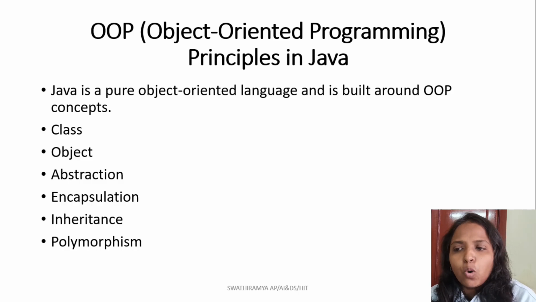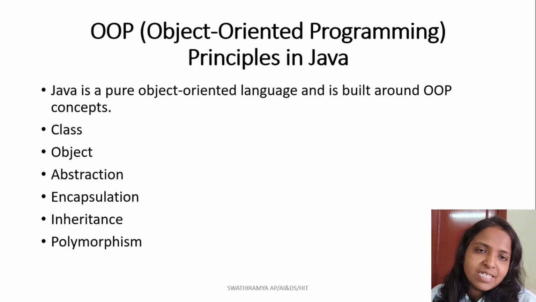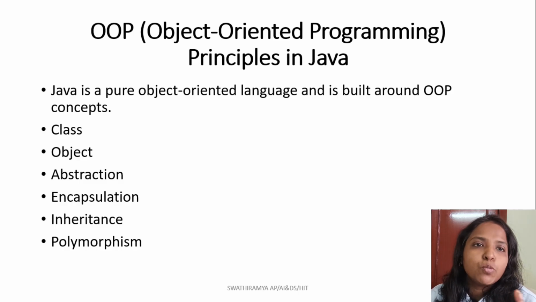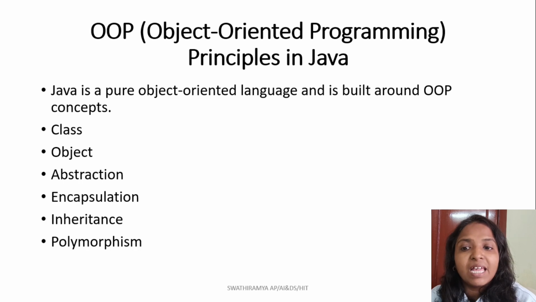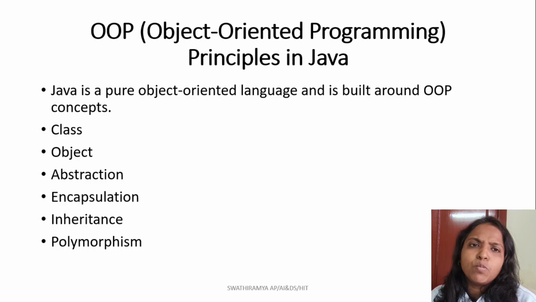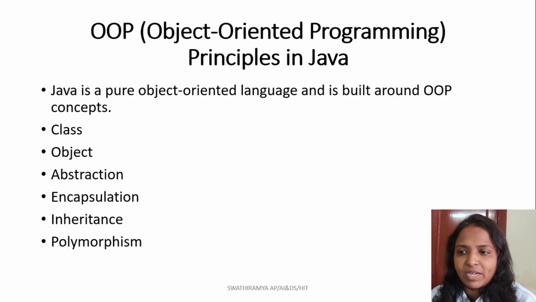Okay. So if you look at our college example, we first create the class and we create the object from it. We use abstraction to hide unnecessary details, encapsulation to protect our private data, inheritance to reuse the common features, and polymorphism to behave differently in different situations. So these are the basic building blocks of object-oriented programming in Java.